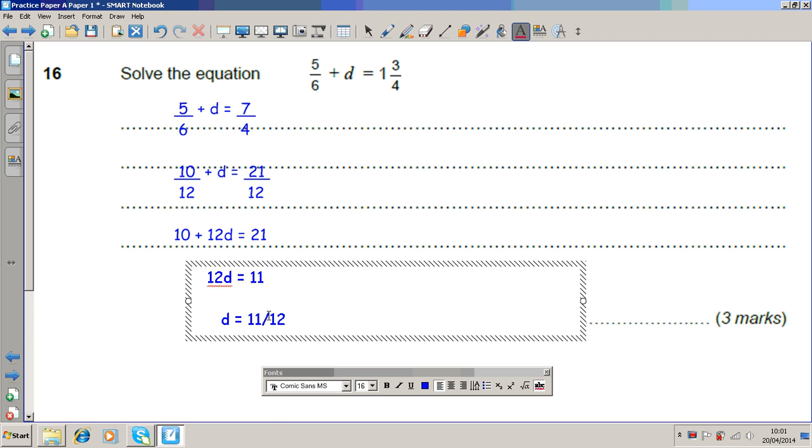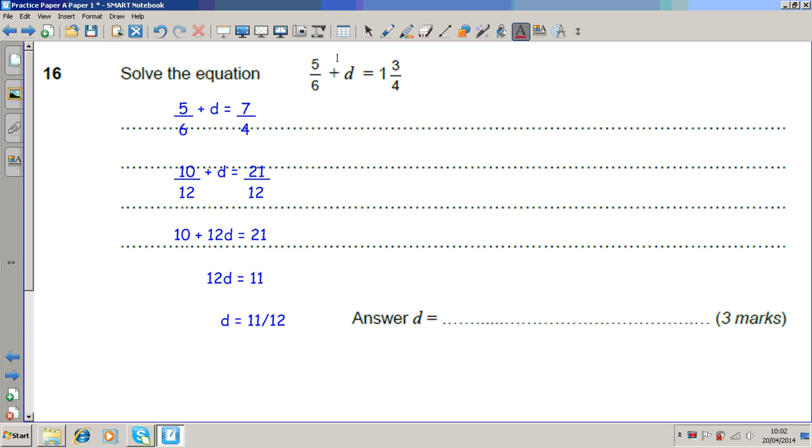I'm just going to check through that because that doesn't look like a nice answer. But that line there is right. 5 over 6 and d, and we've just changed that to a mixed number. And now 5/6 is 10 over 12, and that's the same as 21 over 12. Yeah, that's right. So times by 12 is that there, and then we get to our answer.